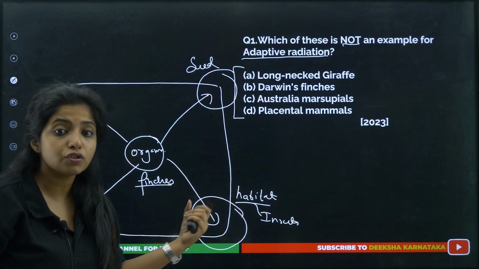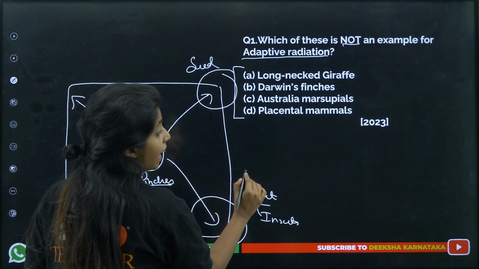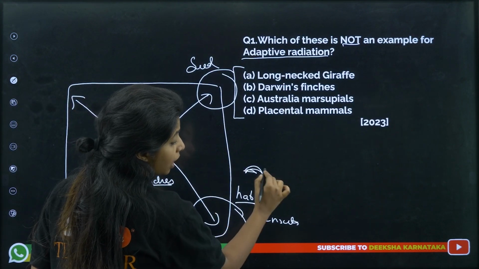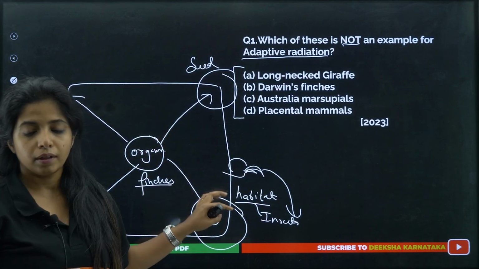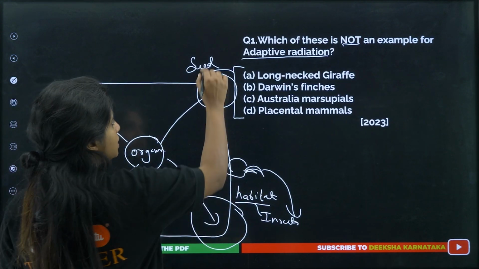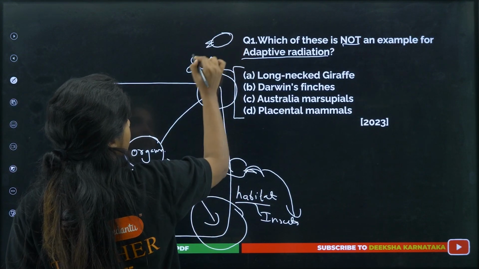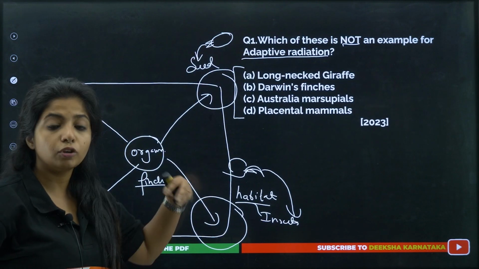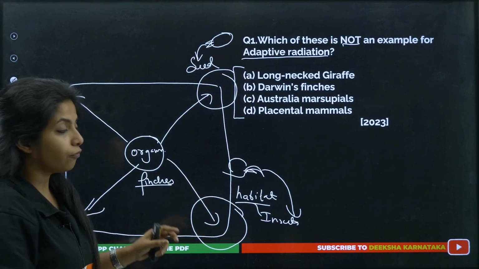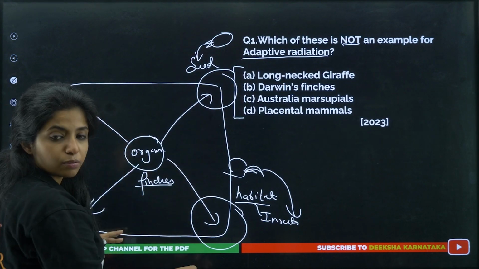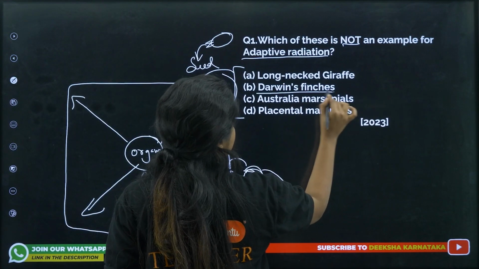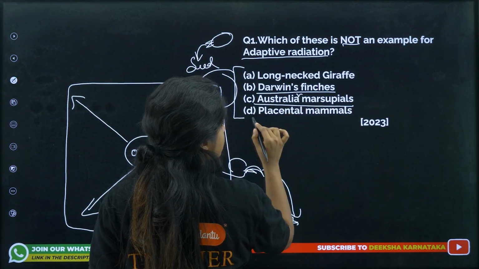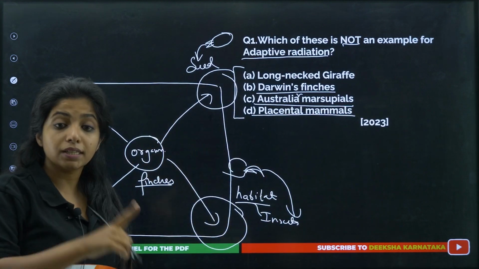They evolved over here. The ones that had a beak with the help of which they could eat insects had their own evolution here. Similarly, those that had a beak which could eat seeds evolved over here. So from one common ancestor, you get different species. This is known as adaptive radiation. Darwin's finches is an example, Australian marsupials are an example, placental mammals are an example. This is given in your NCERT.